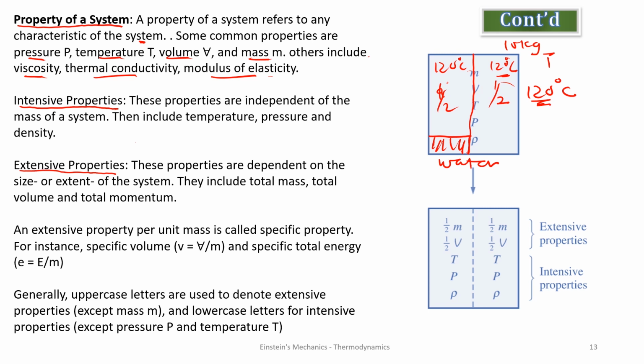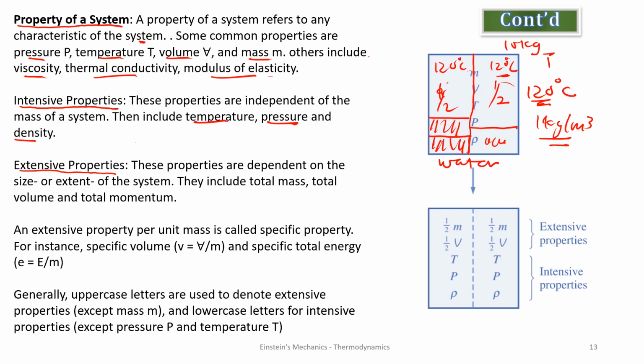Are we good? What about the pressure? If I choose a small amount, the pressure in this small amount will still be the same as the entire pressure. The same thing happens to the density. If this density is 1 kilogram per cubic meter and I choose a very small amount, the density of water here will still be 1 kilogram per cubic meter. So intensive properties are properties which are independent of mass. No matter the amount of the mass, the properties do not change. They are very simple. Some include the temperature, the pressure, and the density.